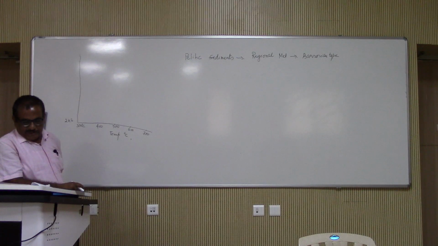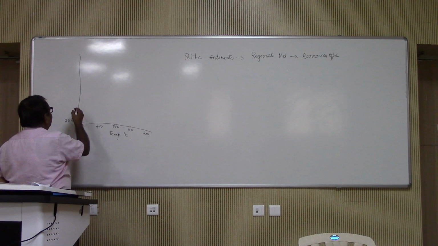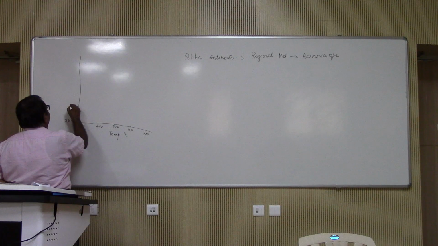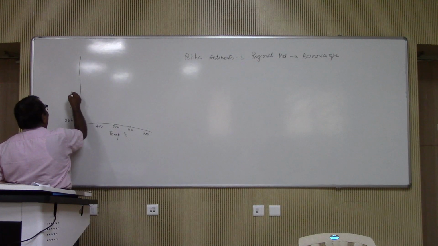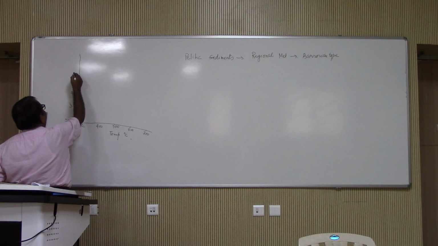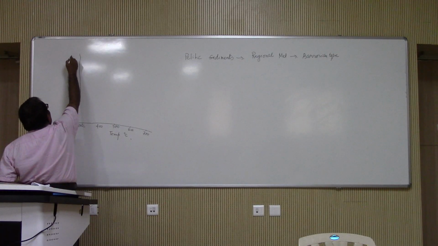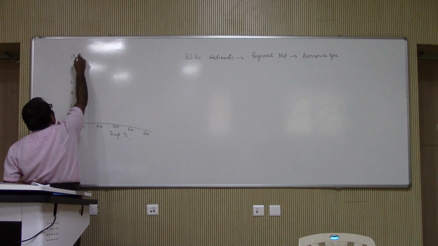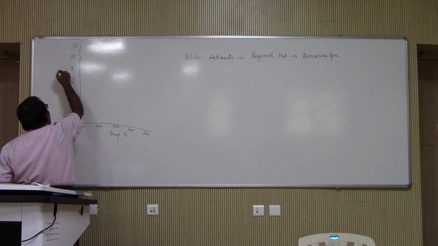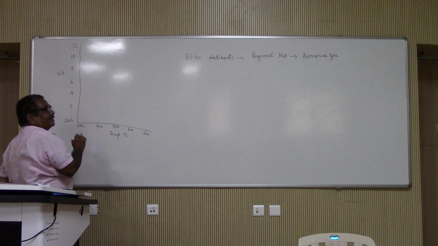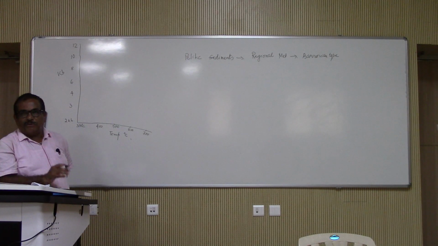So from 2 kilobar you can start and go up to 3, 4, 6, 8, 10 and above 12. So these are in kilobar. Understood this part now?